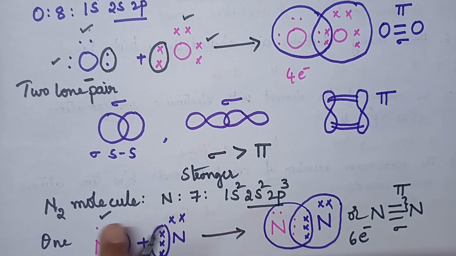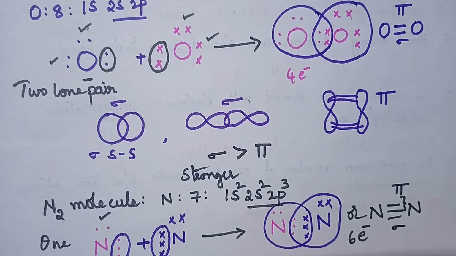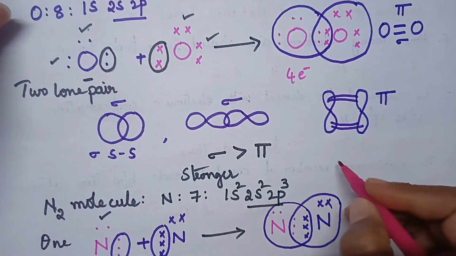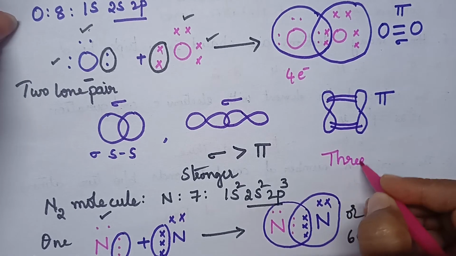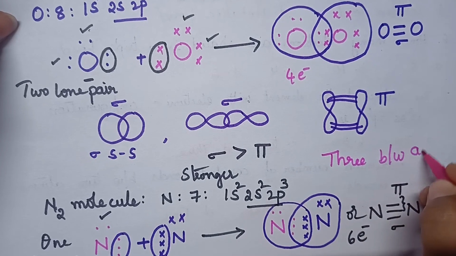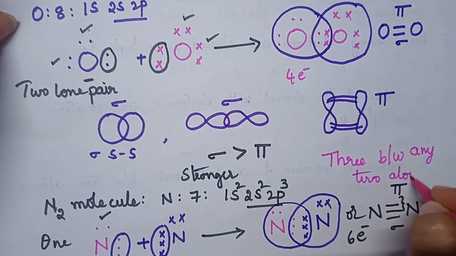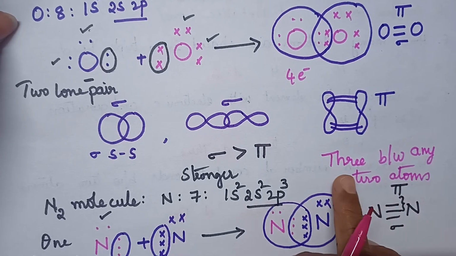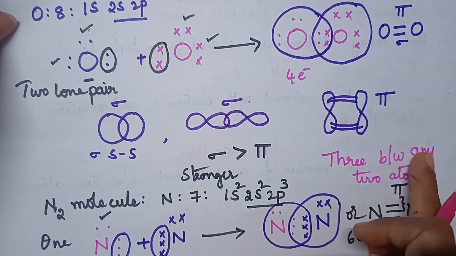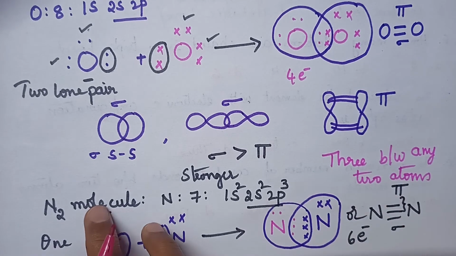So, how many bonds are present in the nitrogen molecule? 3 covalent bonds are present. So, maximum how many covalent bonds can be present between any two atoms? At most, only 3 covalent bonds can be present between any two atoms. Is it clear, students? Maximum 3 covalent bonds can be present between any two atoms.